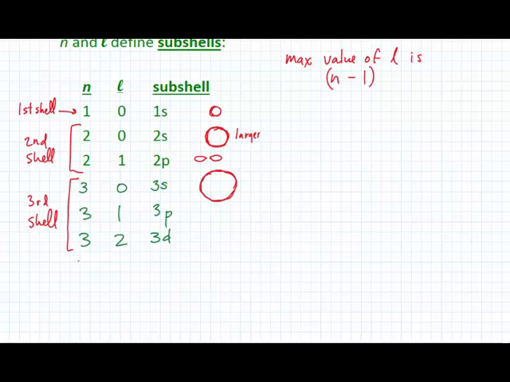Let's do 4. We can go 0, 1, 2, or 3. So 4, 0 would be 4s. 4, 1 would be 4p. 4, 2 would be 4d. 4, 3 would be 4f. So the first time an f-type orbital is used is not until we're already into the 4th shell.